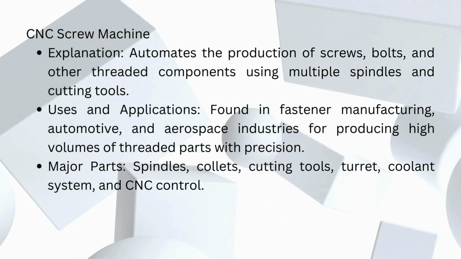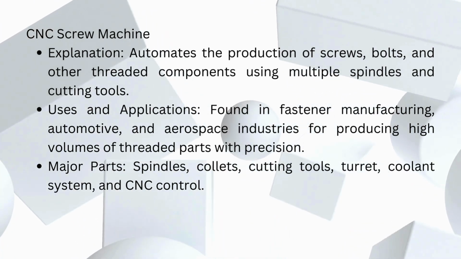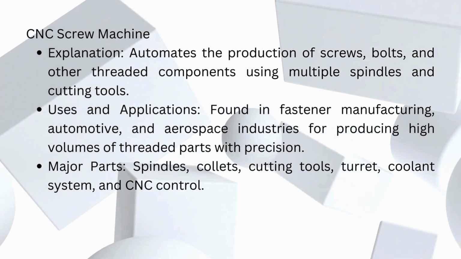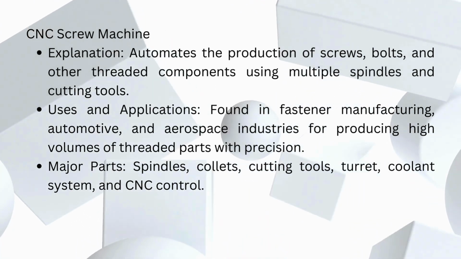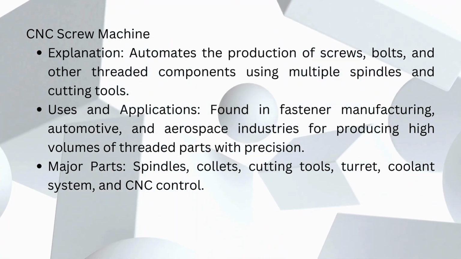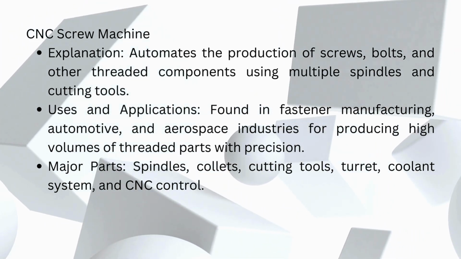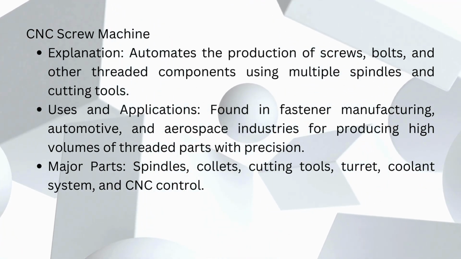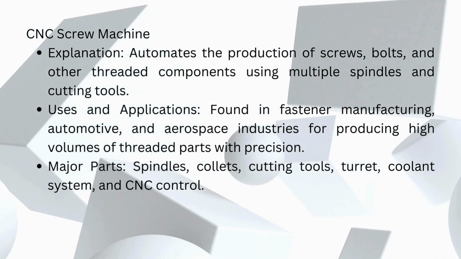CNC screw machine. Explanation: automates the production of screws, bolts, and other threaded components using multiple spindles and cutting tools. Uses and applications: found in fastener manufacturing, automotive, and aerospace industries for producing high volumes of threaded parts with precision. Major parts: spindles, collets, cutting tools, turret, coolant system, and CNC control.